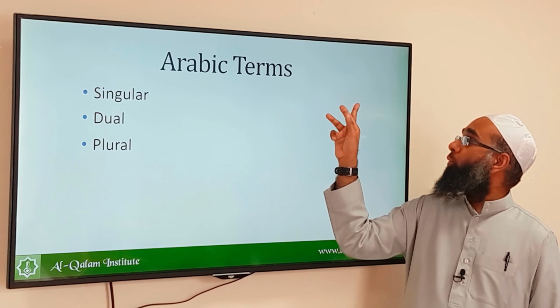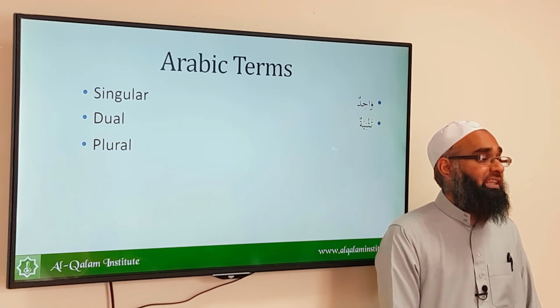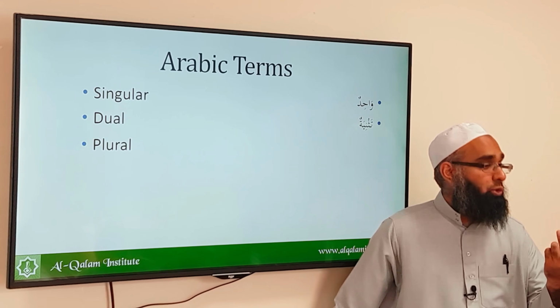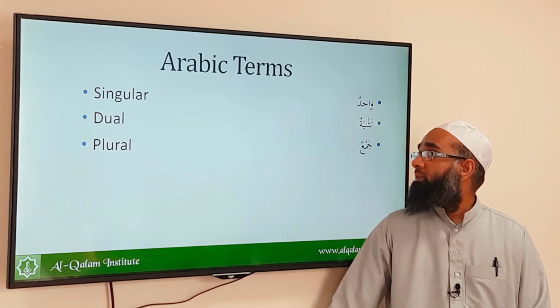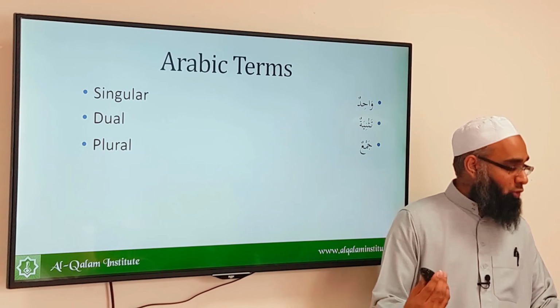The singular is called wahid. You'll learn this in nahwa very shortly. The dual is called tathniya. What's it called? Tathniya. So tathniya means two, dual. And the plural is called jama'. You say jama'at. It's a group of people. So you have a jama', a group.